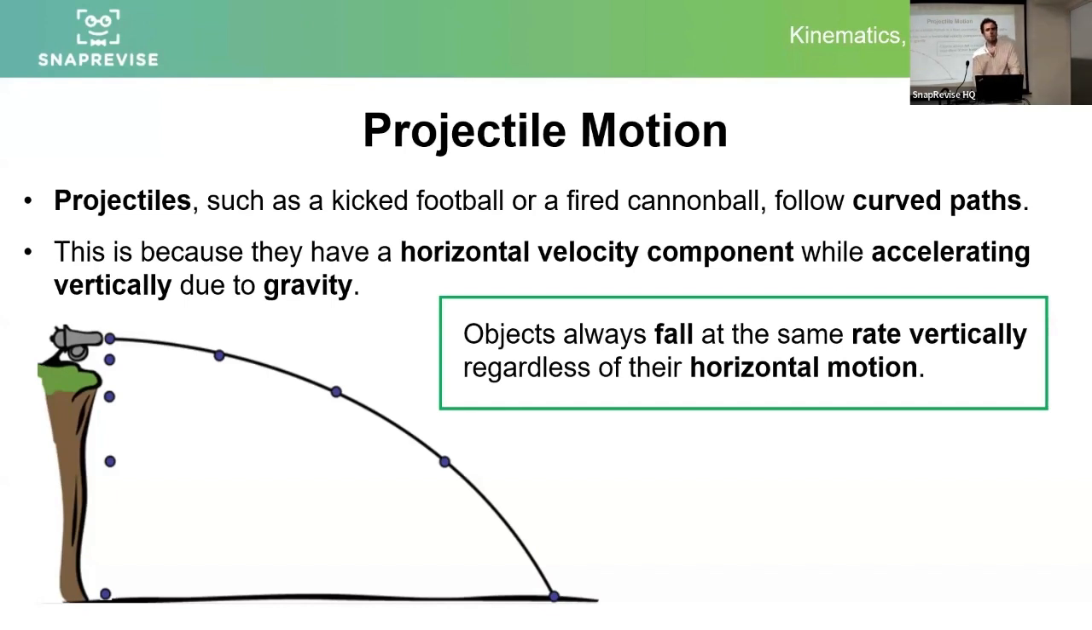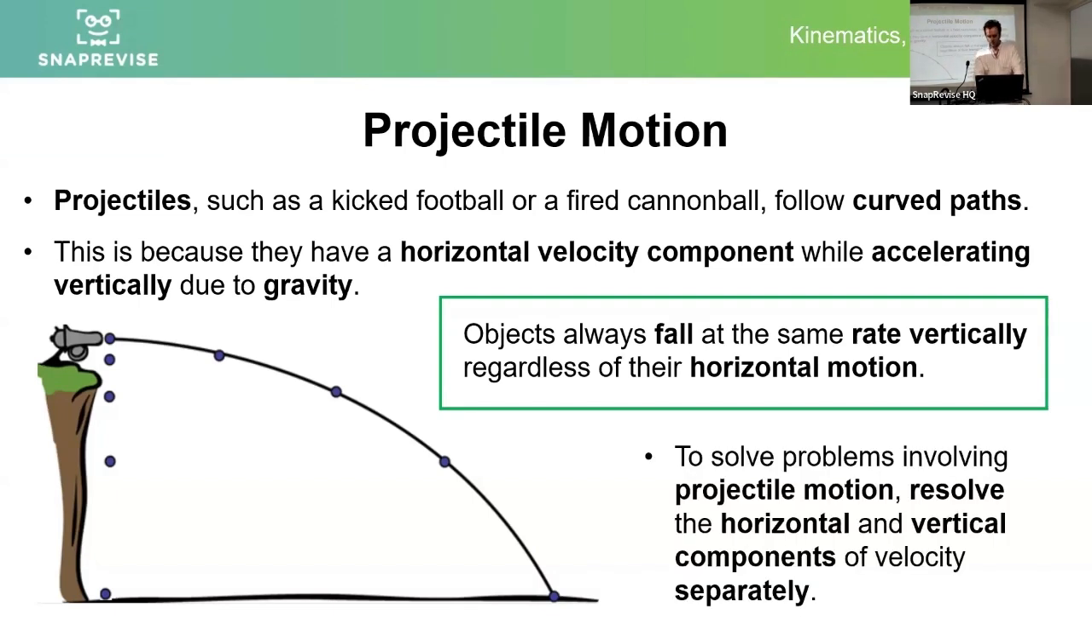So the important thing to bear in mind is we've got our cannon on a cliff, fires horizontally. If at the same time, one of the lads firing the cannon drops a second cannonball at the same time that the cannon fires, they will both reach the bottom at the same time because the vertical and the horizontal are independent. Those are two independent axes of motion. Objects always fall at the same rate vertically, regardless of the horizontal motion.